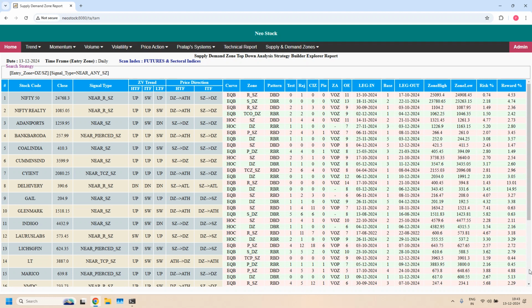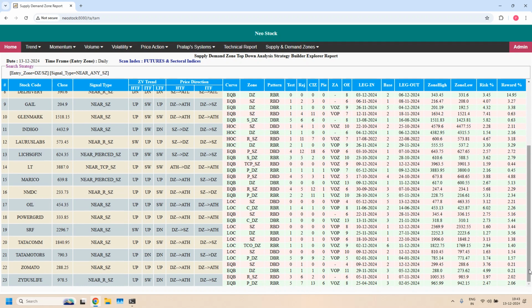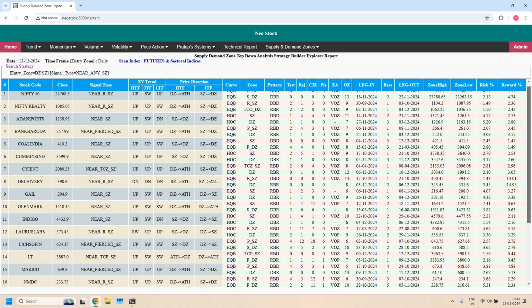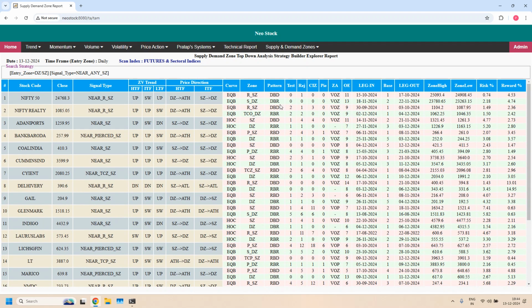First 15 stocks in the list. I am scrolling the list down. So total 23 stocks are filtered where price closed. Price is near to the quarterly. Sorry for my mistake. Price is near to the daily supply zone. 23 stocks. Let us identify high liquidity daily supply zones. So Nifty 50 is having a high liquidity supply zone. Nifty reality, not in the indices, we can ignore.